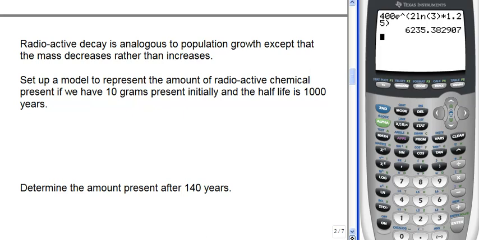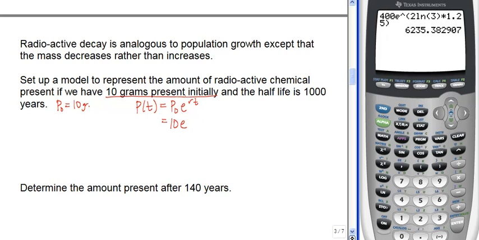So we are going to use exactly the same model that we did before. So this P of t equals P sub 0 e to the RT. But this time we're not thinking in terms of time and population. This time we're thinking in terms of time and an amount of this radioactive chemical. So what do we know initially in this problem? We know that we're given 10 grams present initially. So that means our P sub 0 is 10 grams. So I can substitute in 10 for this P sub 0.